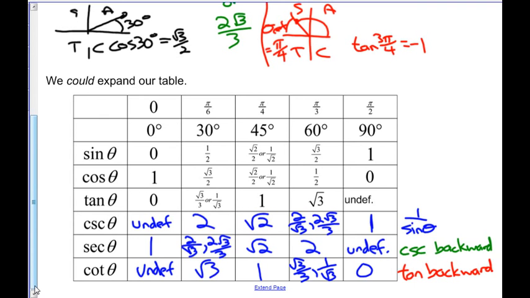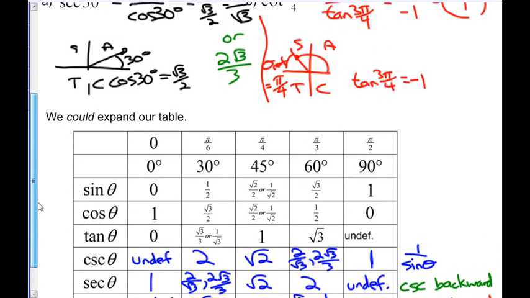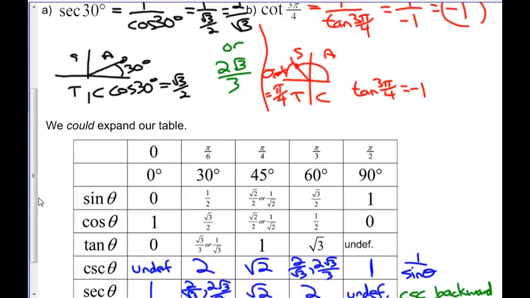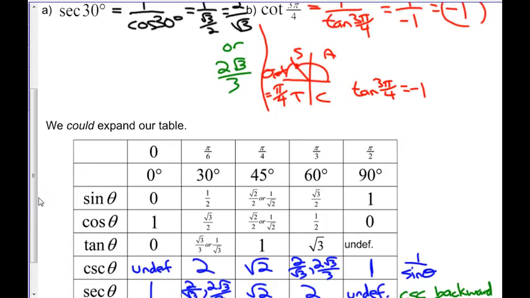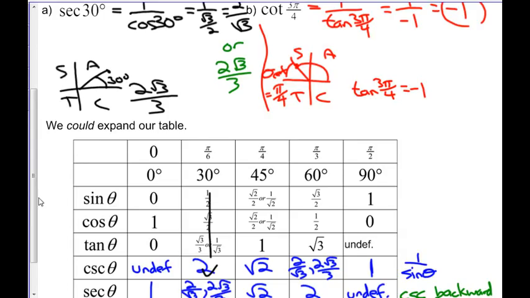So if we did that, then this question up here with secant 30, it would have gone a little faster. We could have said, there's 30. Secant of 30 is 2 root 3 over 3. And since it's related to cosine, it's going to be positive in that quadrant. Answer is 2 root 3 over 3. So it does go a little bit faster if you have that expanded table. But we can work either way.